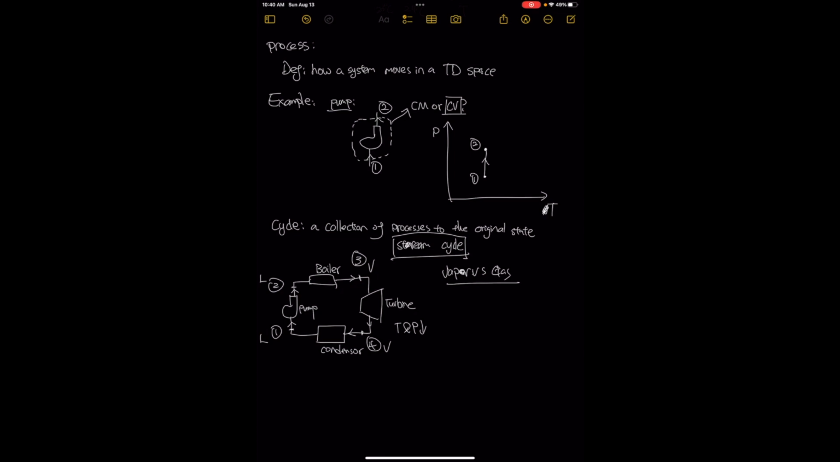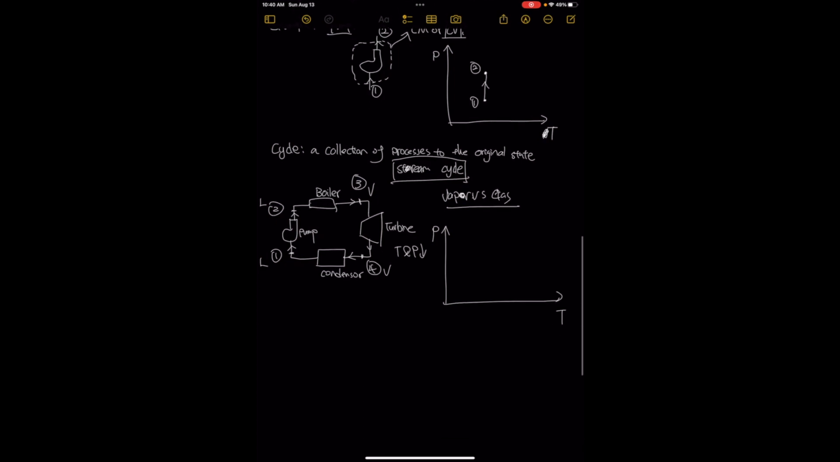What does it look like in the thermodynamic space? Let's draw a diagram. Let's look at the PT diagram again. So we're starting at number 1. You can just draw a random dot, start at a point, right?